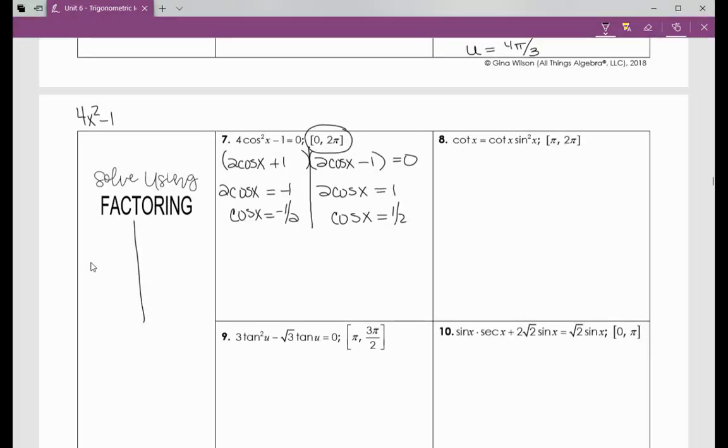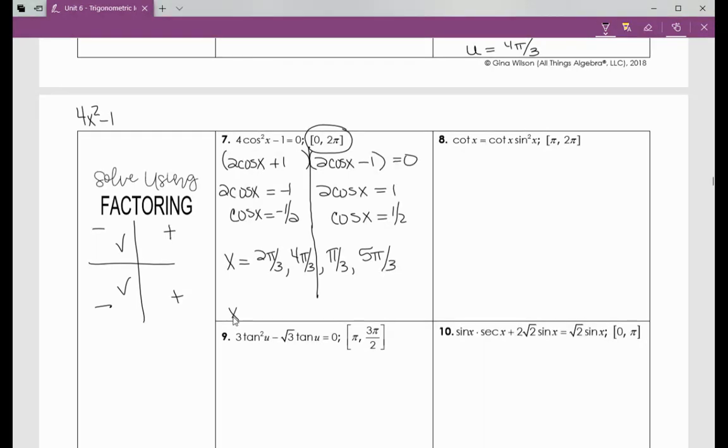So for the first one, cosine is negative in second and third quadrant. So I'm going to go to the second and the third quadrant, and I am going to pull the angles out of the second and the third quadrant where cosine x is negative 1/2. That would be 2 pi over 3 from second quadrant and 4 pi over 3 from third quadrant. Now, on the other side, I have cosine is positive 1/2. Cosine is positive in the first and the fourth quadrant. So the angles in the first and the fourth quadrant that have a cosine value of 1/2 are pi over 3 and 5 pi over 3.